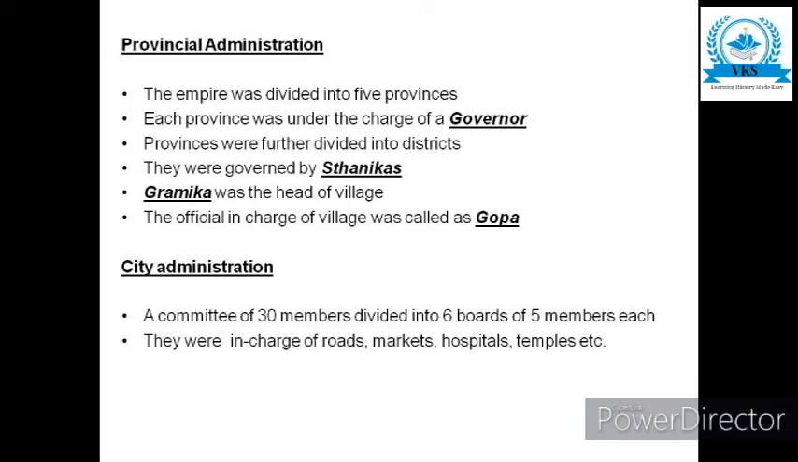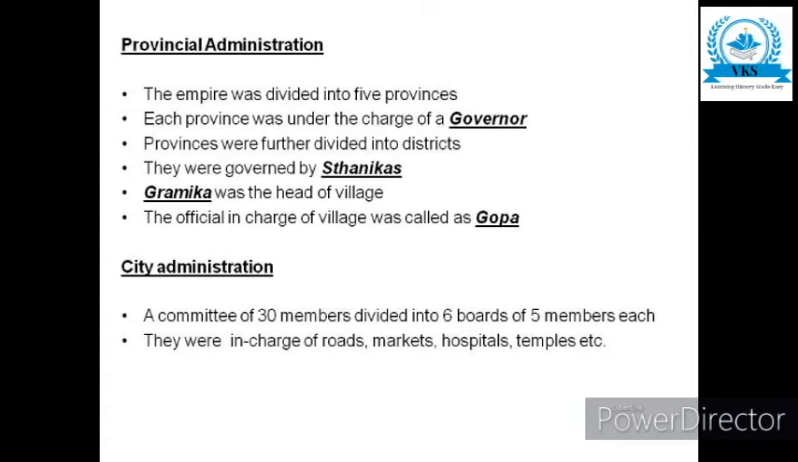The next subheading is provincial administration. So we finished the central administration. Under central administration we had some subtopics. After that we move on to the provincial administration. The empire was divided into 5 provinces. Each province was under the charge of a governor.